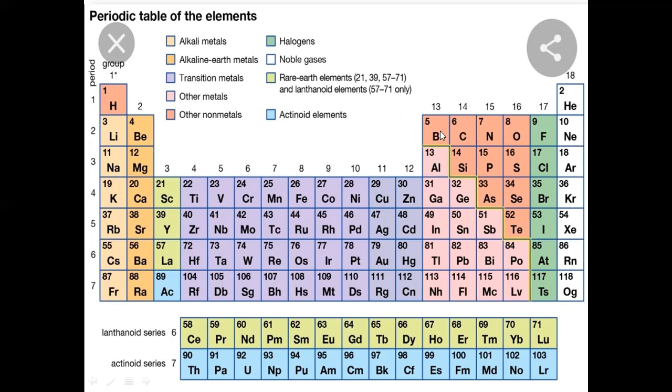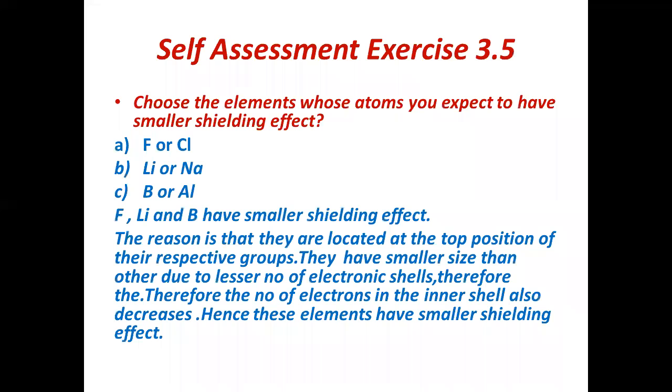And as they ask about the smaller shielding effect, in the first case fluorine, in the second case lithium, and in the third case boron has smaller shielding effect. The reason is that they are located at the top position of their respective group. They have smaller size than the others due to a lesser number of electronic shells. Therefore, a lesser number of electronic shells means a lesser number of inner electrons, and hence a smaller shielding effect.